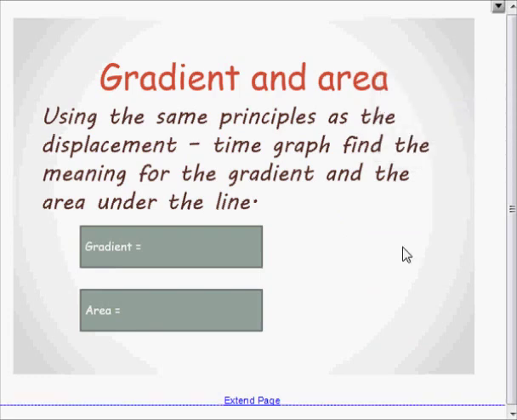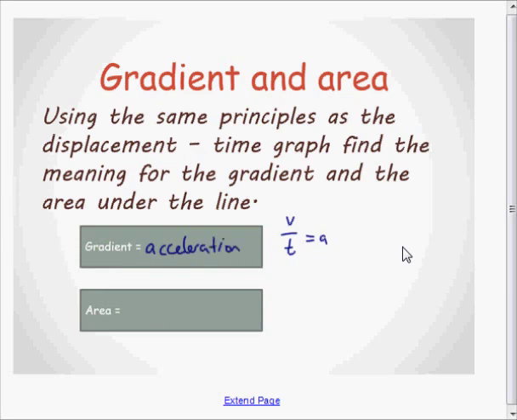So what do the gradients of these lines mean? Remember, on the y-axis was velocity, on the x-axis was time. So v over t is equal to acceleration. What's the area equal to? If you have a think about this line here, let's say you're going at a constant velocity. The area under this line here, you calculate it by doing v times t, and that happens to be equal to s, displacement.